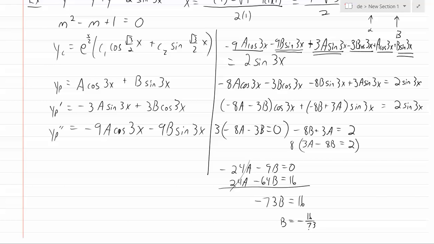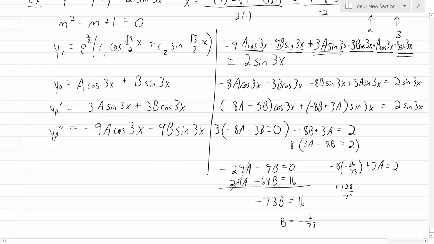Alright, so now I can solve for a by plugging b into any equation. I'm going to say negative 8 times negative 16 over 73 plus 3a equals 2. Even though that's not the easiest one to plug it into, why not? Let's see if I can make a mistake. Alright, so that'll be positive 128 over 73 plus 3a equals 2. So I want to subtract 128 over 73 from both sides.